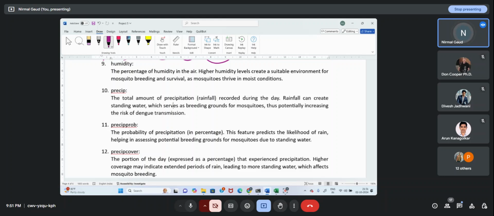So precipitation, rainfall. Rainfall can create standing water, which serves as the grounds for breeding. I already told you this. If you are having water deposits, they are the source for spreading dengue transmission. So don't let water be stored.